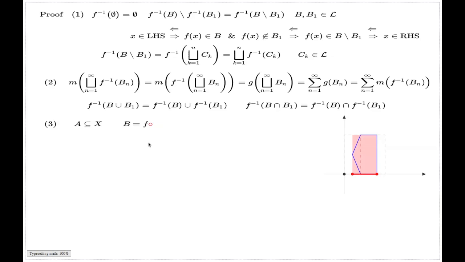I will call B the image of this set, and I will observe that A will be a subset of the pre-image of B. And I also emphasize that it is not always true that you have the identity here.